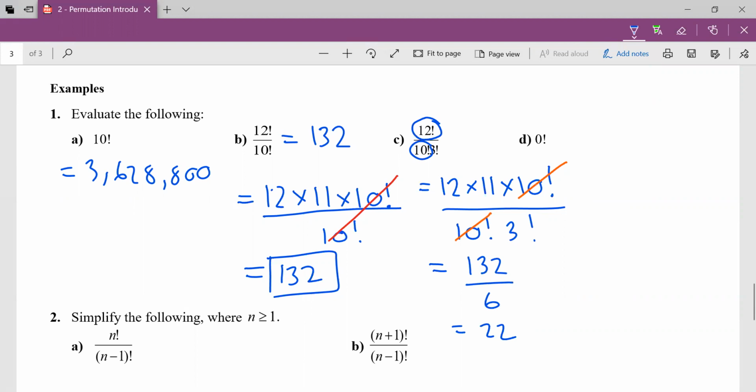Okay, why is he doing this? I have a calculator. There's a reason. You'll see. Okay, last one's kind of interesting.